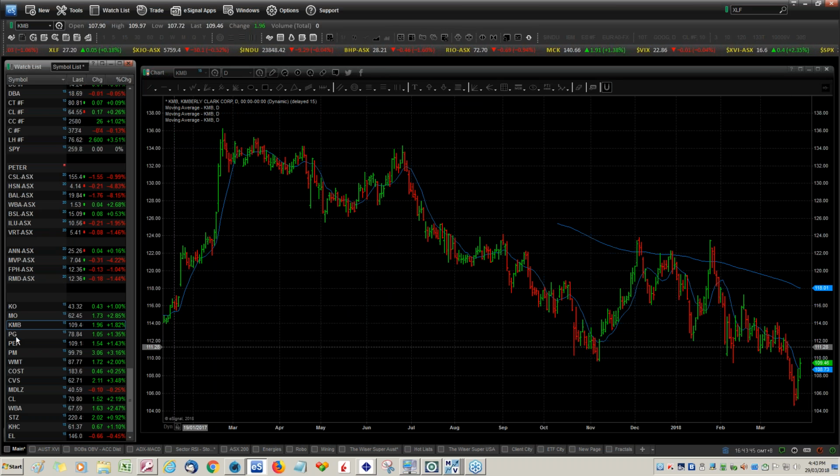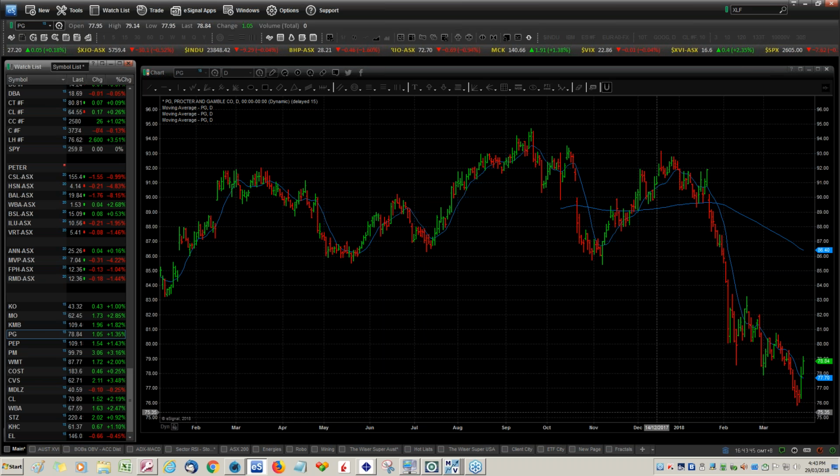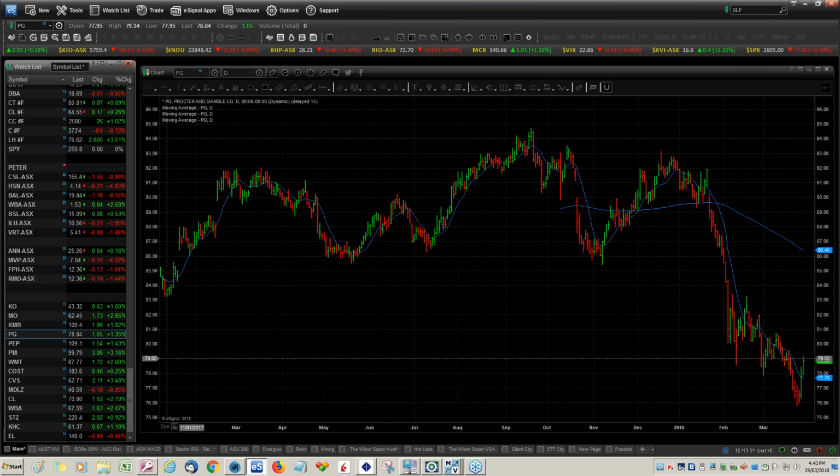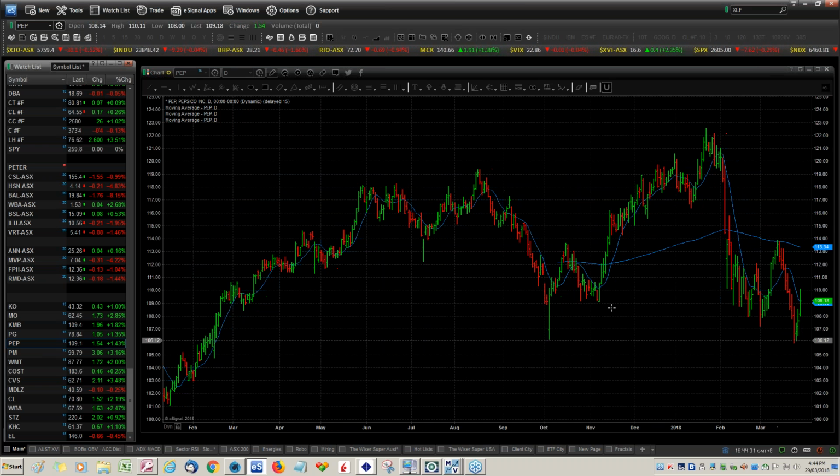Most of them, though, are in strong downtrends. Procter & Gamble, and they're having retracements, so you don't have to have a perfect M top to take a trade. You just need a rally, and you need the failure of that rally as your trigger point to take a short trade.